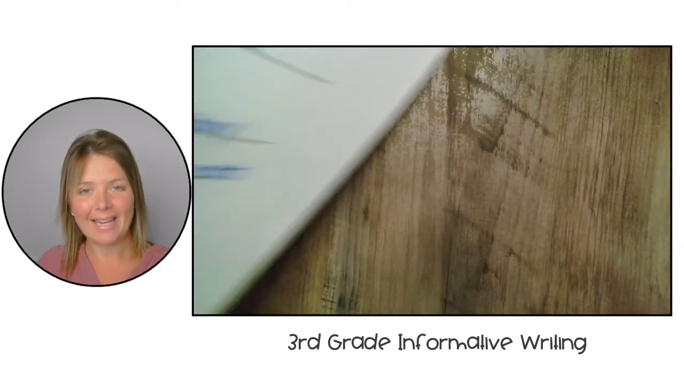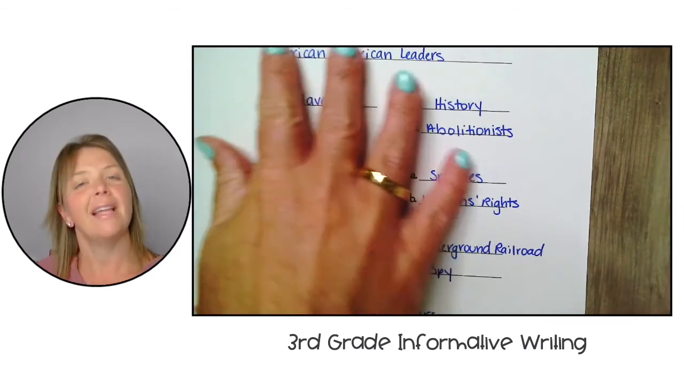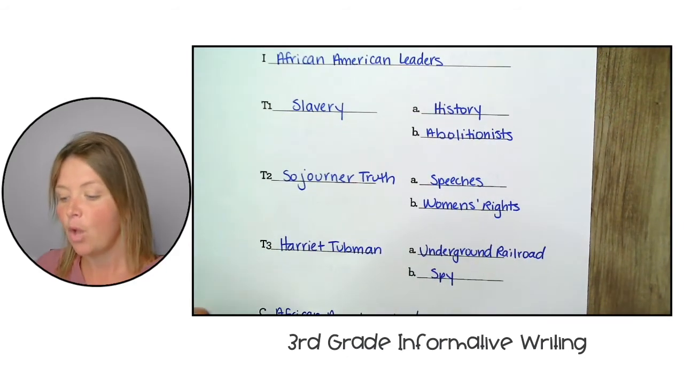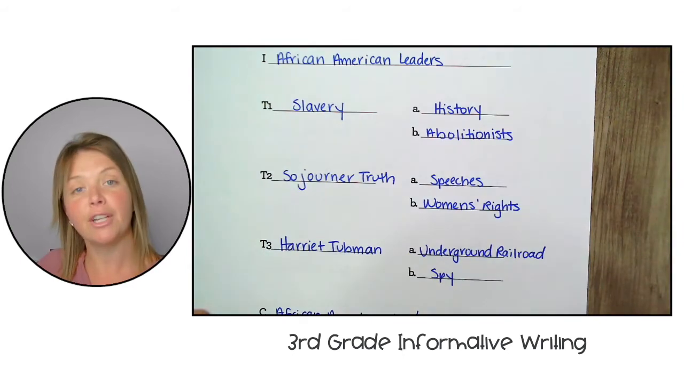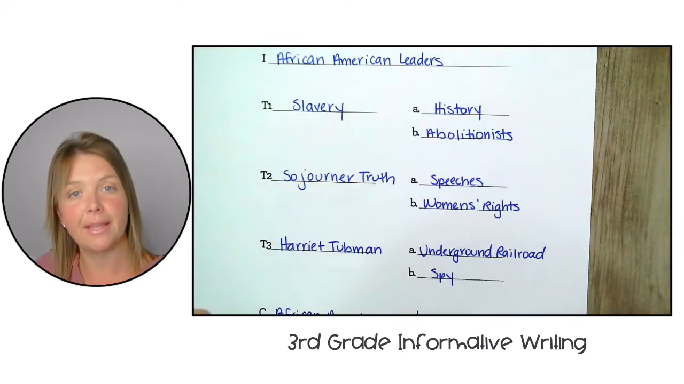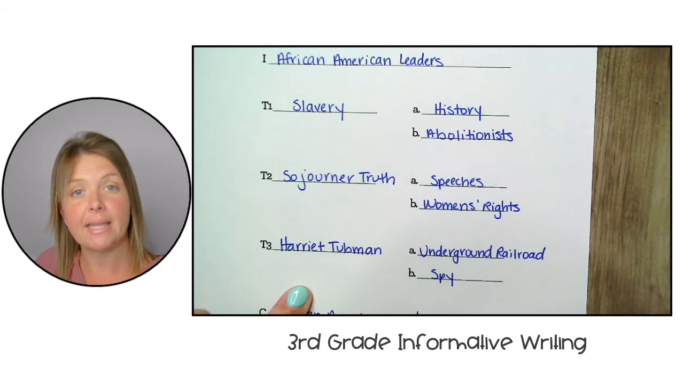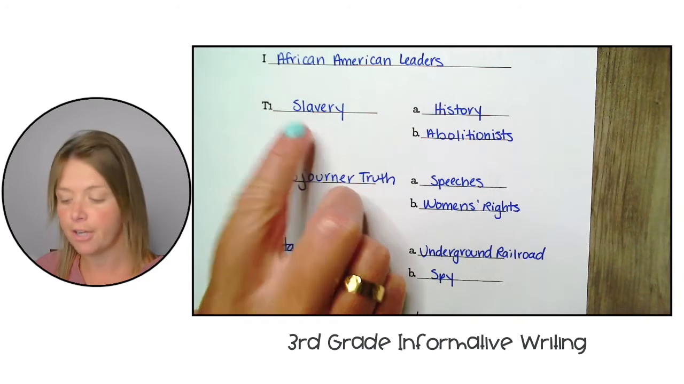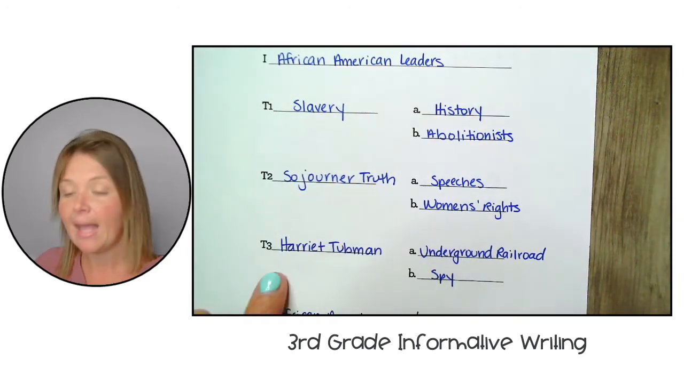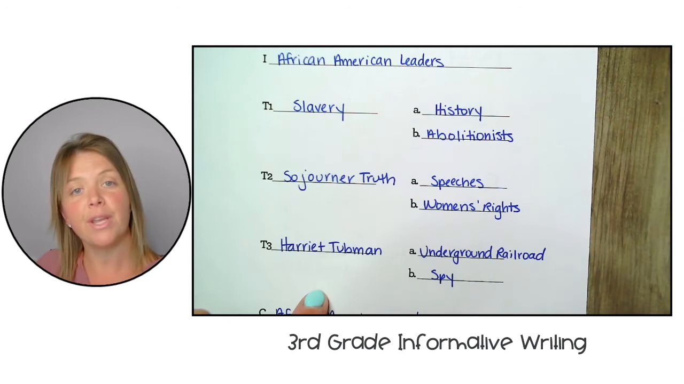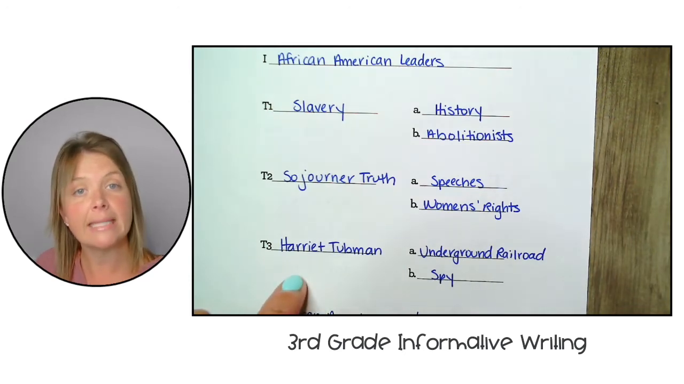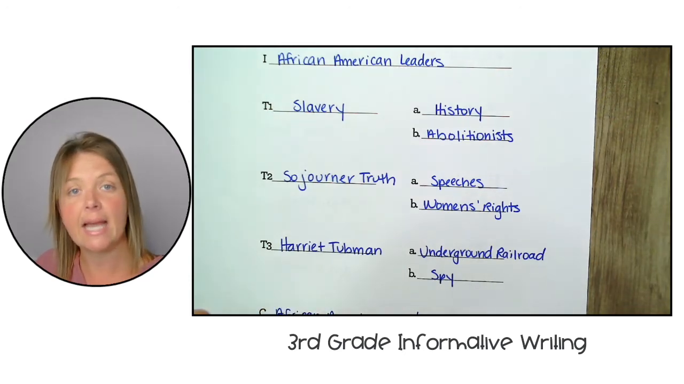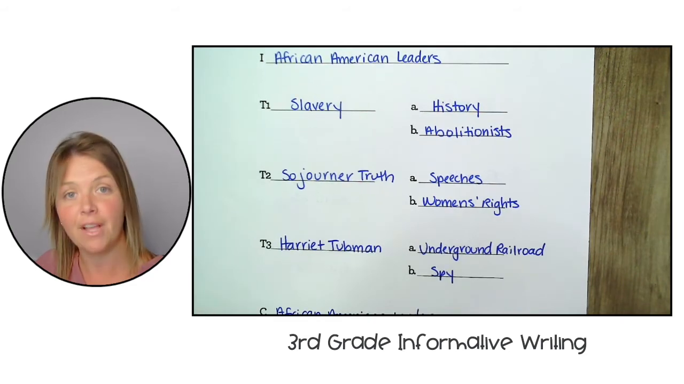Okay, let's do it. Let's go ahead and get started. Before we write our introduction paragraph, let's review our ITC outline. We have our introduction and we have our conclusion about African American leaders. We have 3 topics that we need to make sure that we include in our introduction paragraph. We have slavery, Sojourner Truth, and Harriet Tubman. So those are the 3 things that we need to make sure that we list in our 3 topics sentence as part of our introduction paragraph. So let's go ahead and put it all together.